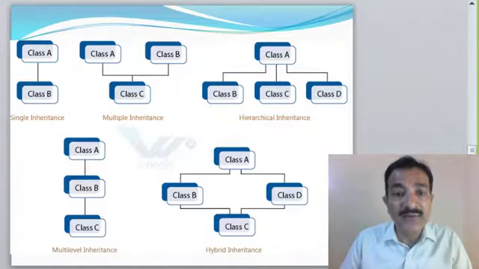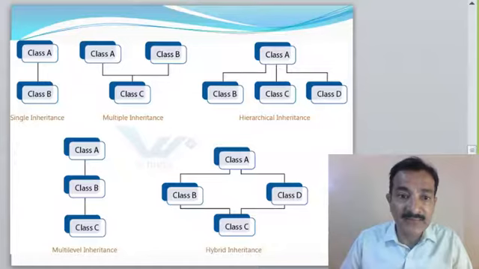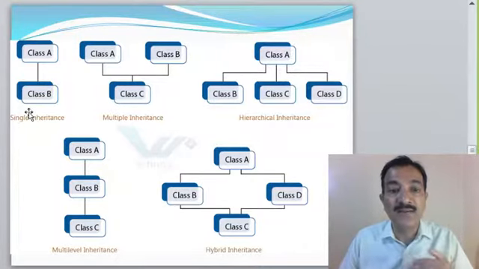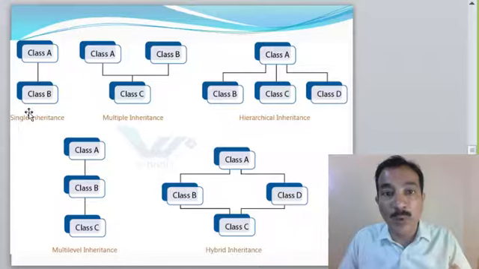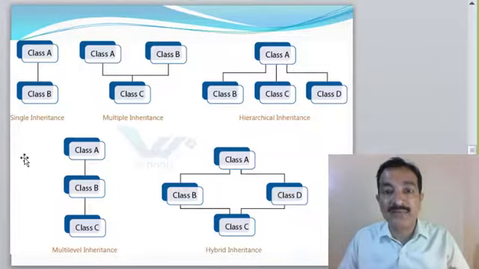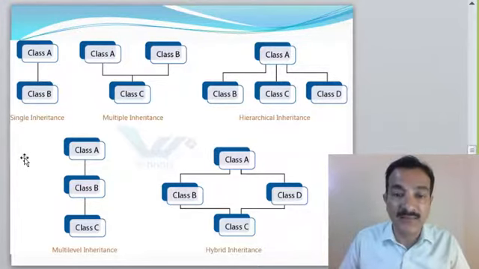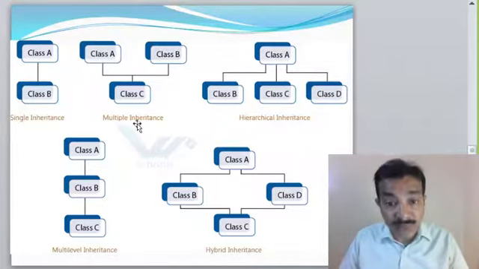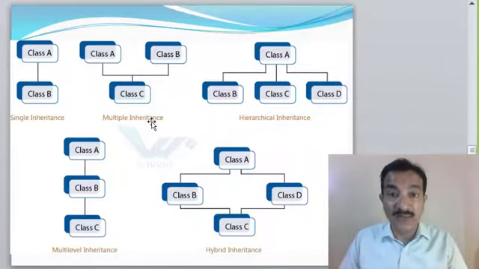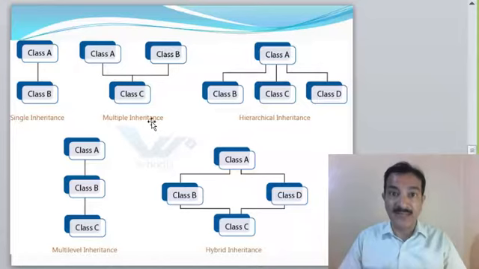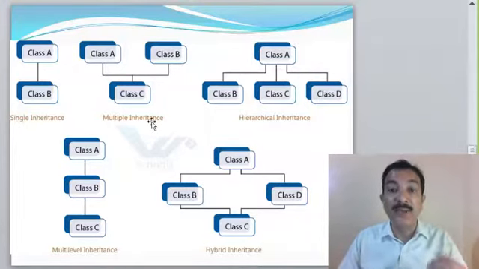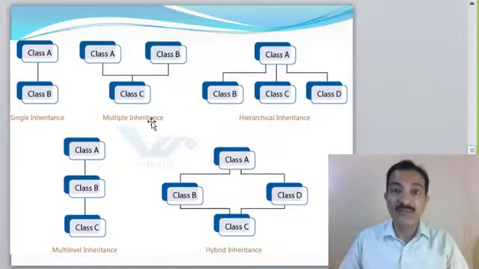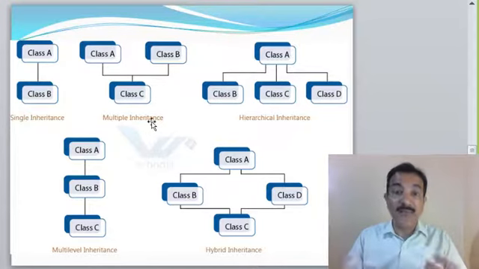Now these are the different types of inheritance. You can have a base class A and the derived class B. So it's a single inheritance. The derived class B is inheriting one base class, and that is called a single inheritance. If there is one derived class and it is inheriting two base classes, then it is called a multiple inheritance, because it is inheriting multiple classes basically.